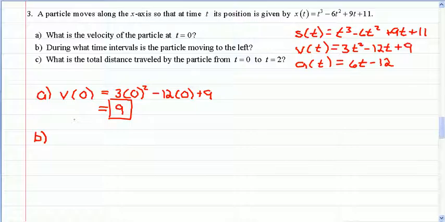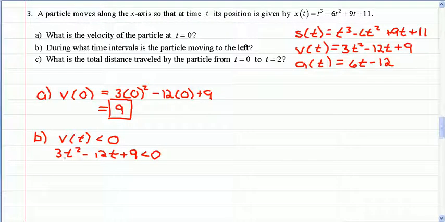For part B, during what time intervals is the particle moving to the left? If it's moving to the left, that means that the velocity is negative or less than 0. So we take v of t and we set it less than 0, so that 3t squared minus 12t plus 9 is less than 0. So to solve this, I divide everything by 3, and I have t squared minus 4t plus 3 is equal to 0.